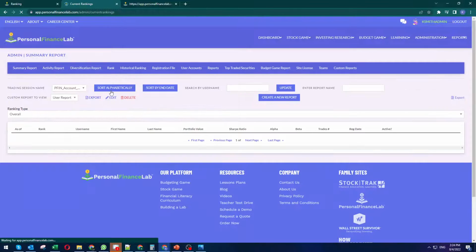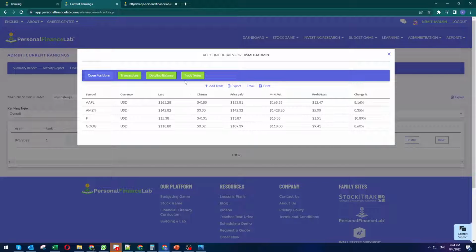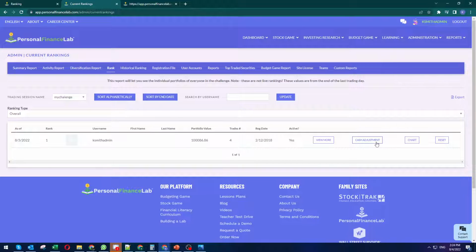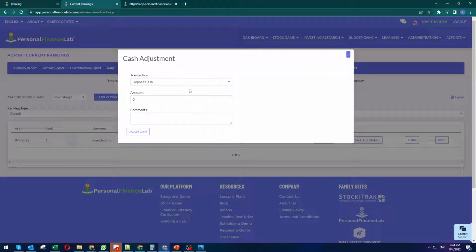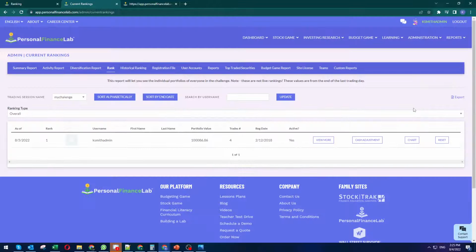Ranking report. This is like the student's ranking report, but it's even more detailed. You as the teacher can dive in and see everything there is to see about any student's portfolio. You can also give them free cash or take cash out of their account if they've done something inappropriate in class, for example. You can see a chart showing their portfolio over time, and you can even reset students back to their starting position.